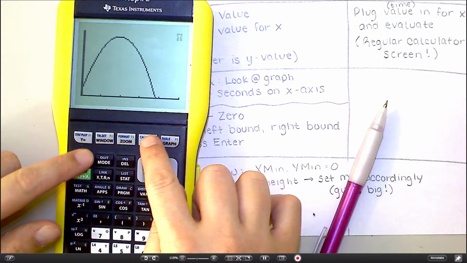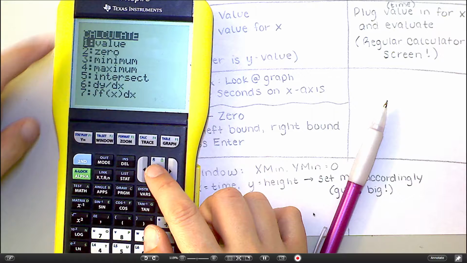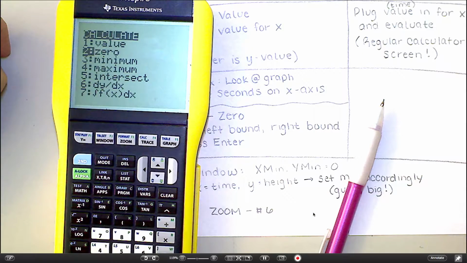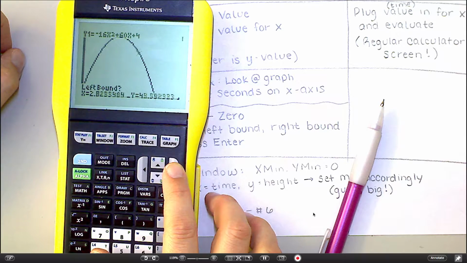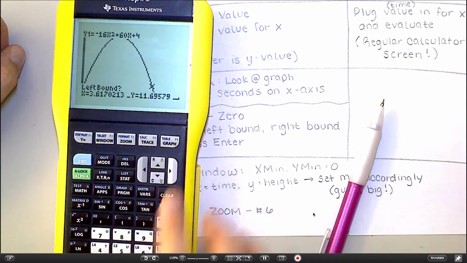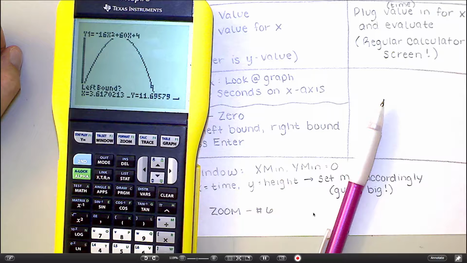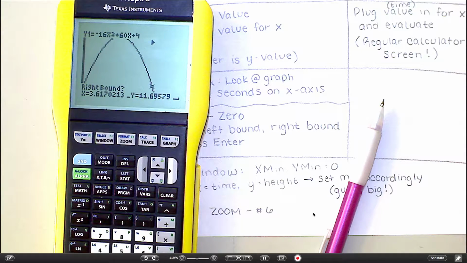So when I go to that calculate, I want 0, which is option number 2. Left bound, I'm going to move down a little closer to the 0, but I want to be somewhere up above the axis, so like here, and hit enter. When it asks for right bound, I want to make sure I move past the x-axis.